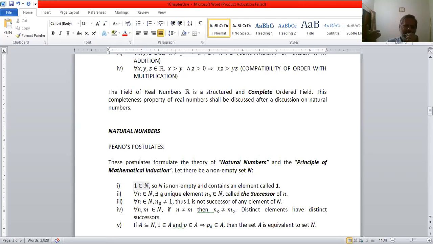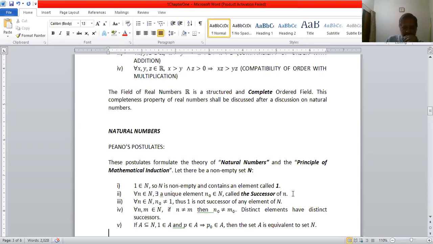पहली property ये है कि one belongs to the set. Now this one for natural numbers is the number one, but it is better to call it the starting number. So पहली बात, जब one इस set में है तो इसका मतलब है N हमारा non-empty नहीं है. It contains an element called 1. हम roughly कह सकते हैं कि the first element is 1. What's the second property? Second property says that for every natural number or every element in N, there is a unique element n' called the successor of n.